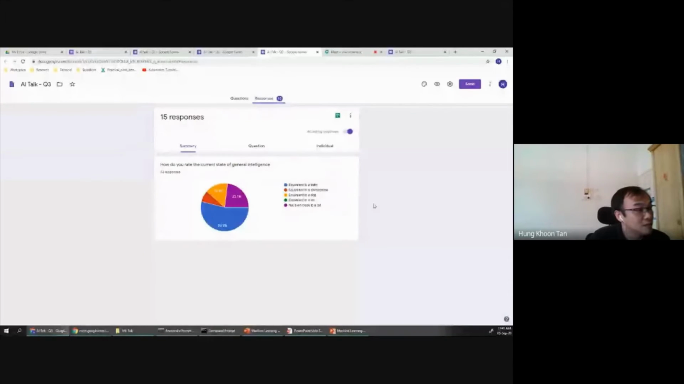Equivalent to a baby, equivalent to a chimpanzee. Okay, so most of you think that the AI now is equivalent to a baby, and only one person thinks it is equivalent to a rat, and 12% think that it's not even close to a rat.